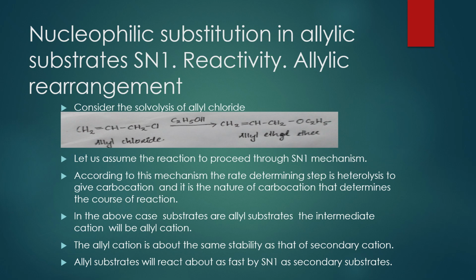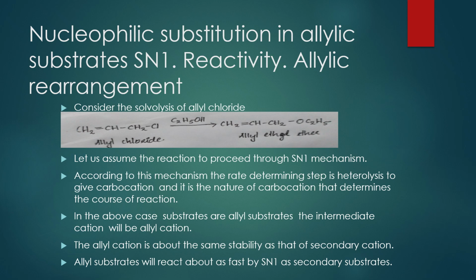We have to see how nucleophilic substitution occurs in allylic substrates by the SN1 mechanism, and also we have to mention the reactivity as well as allylic rearrangement. So we can take one example of allyl chloride and subject it to solvolysis with ethyl alcohol, that is CH2=CH-CH2Cl.